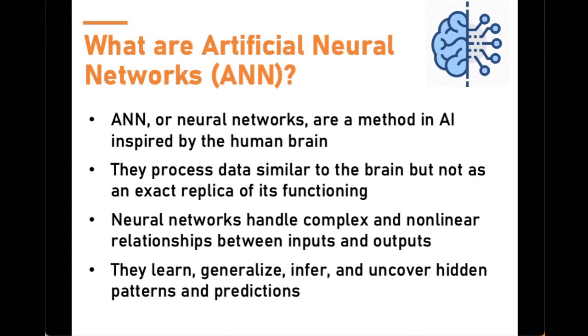Neural networks can learn and model. They are super cool because they can learn and model the relationship between inputs and outputs. They are nonlinear and complex. They can also make generalizations and inferences and reveal hidden relationships, patterns, and predictions. So those are just some of the things that artificial neural networks can do.